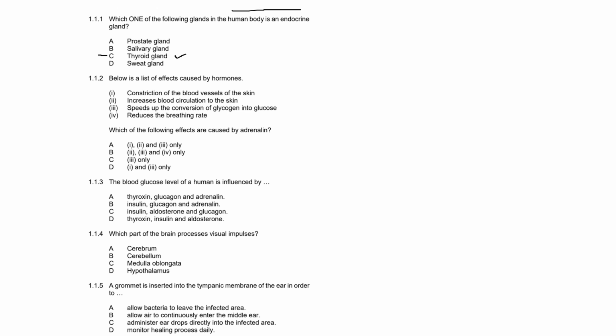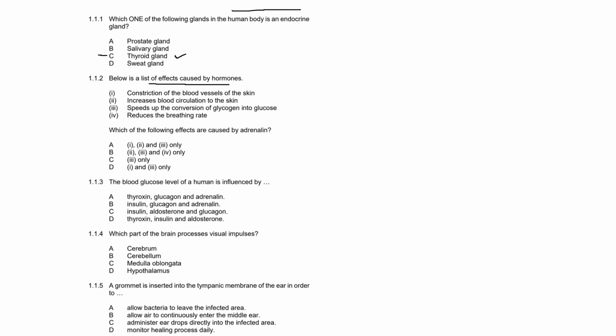Number two here, we're told that there's a given list of effects caused by hormones. The hormones cause constriction of blood vessels of the skin, increase the blood circulation of the skin, speed up the conversion of glycogen into glucose, and reduce the breathing rate. We're given four different options.